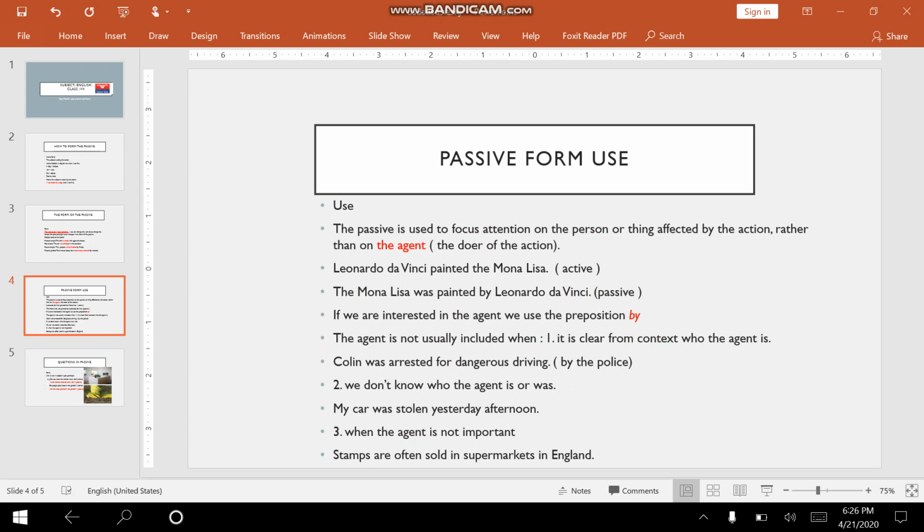When we don't know who the agent is or was, my car was stolen yesterday afternoon. I don't know who stole it. Okay? And when the agent is not important, stamps are often sold in supermarkets in England. So for me it's not important who sells them.